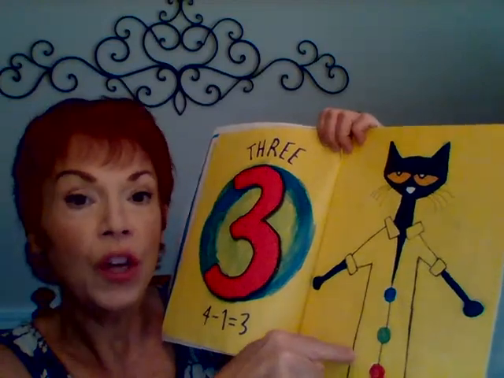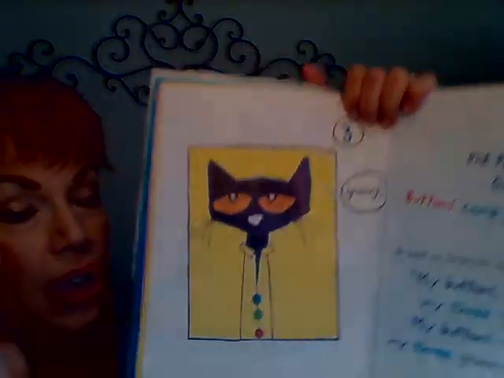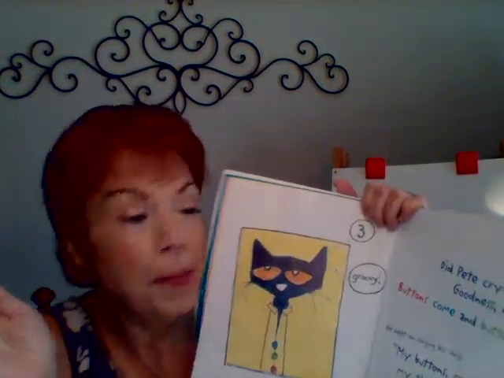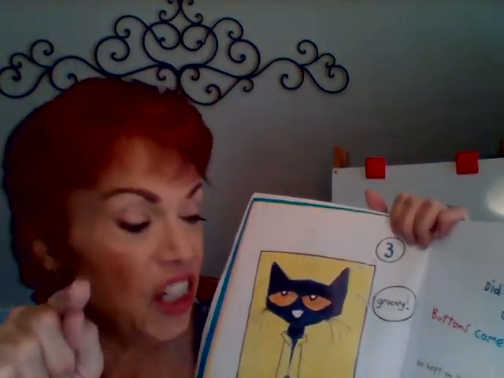1, 2, 3. Did Pete cry? Did he cry when he lost that button? Take your hand and say, goodness, no. Good. Buttons come and buttons go. He kept on singing his song.